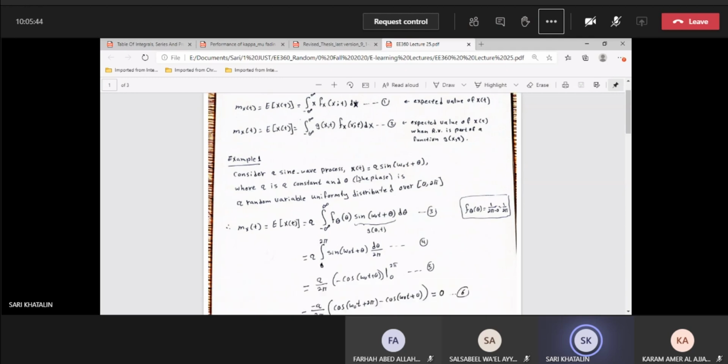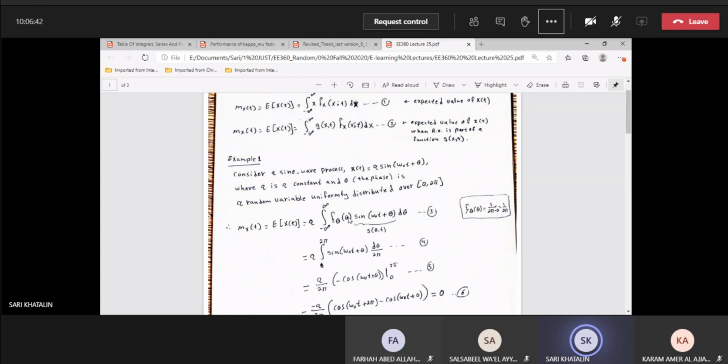So let's take an example here. Suppose we have this sine wave x of t, which is A sine omega naught t plus theta, where A is a constant and theta is a phase. Theta here is a random variable, uniformly distributed between 0 and 2 pi. This sine omega naught t plus theta is a function, so let's assume this is g of theta and t. It's very straightforward like we did before, nothing new.